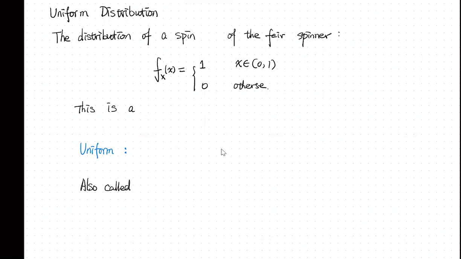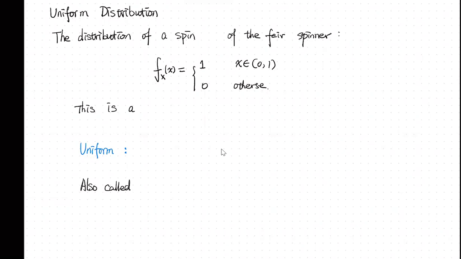So far, we have talked about continuous distribution and continuous random variables. And from today on, we'll talk about a few continuous distributions, a few special continuous distributions. We'll start with the simplest continuous distribution, which is the uniform distribution.